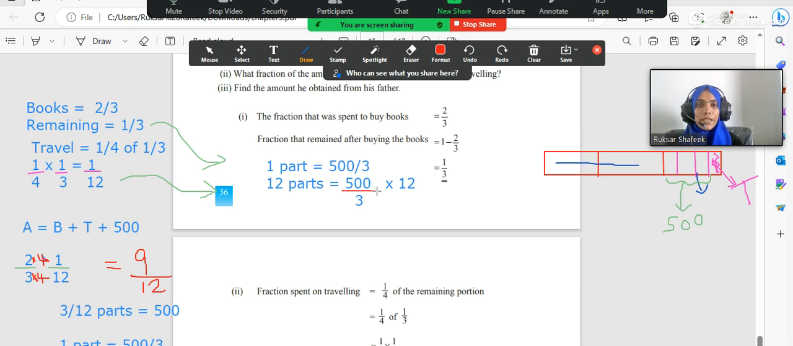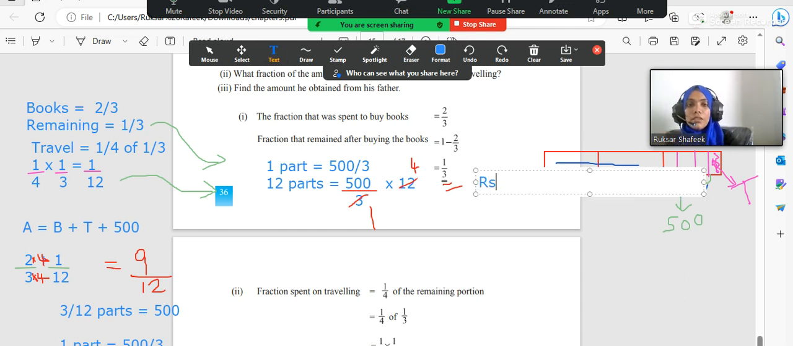To simplify this, we can divide this 12 and 3. Now if I divide 500 by 3, I will get a decimal answer, and then I multiply a decimal. It's quite complicated there. So what I can do is I know that 3 and 12 can be divided by 3 itself. So I'll go with that step. 3 divided by 3 is 1, and 12 divided by 3 is 4. So 500 multiplied by 4 would give me 2000. So the answer here is 2000.